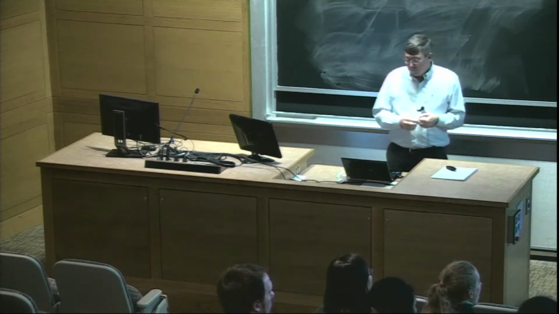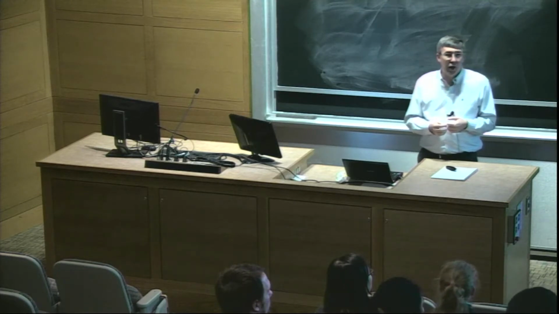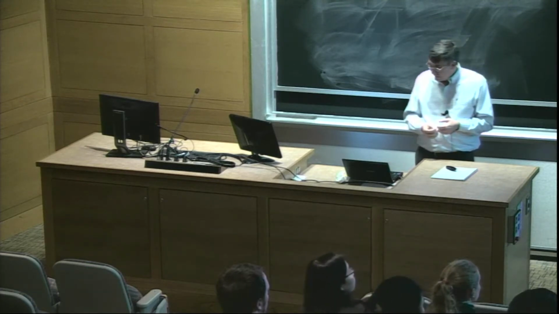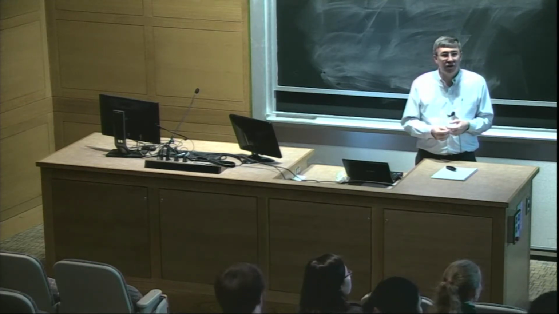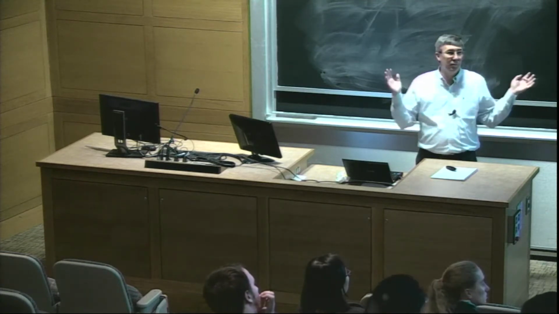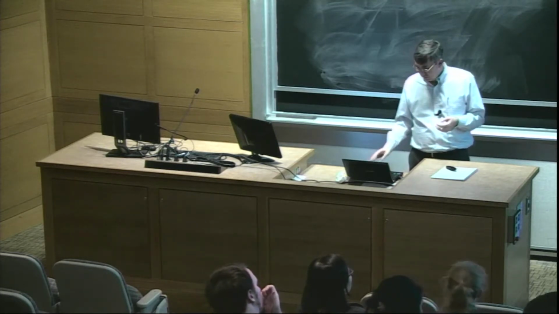All right, so just for an example, in the main reaction A plus B is really fast because it's a good catalyst. So I'm going to get a lot of trajectories showing that reaction. So that's good, and I should get good sample statistics. But the coking reaction is really slow. At least I hope it's slow, otherwise the catalyst is no good. And so it's really slow. I might not get very many of those. And so even if I left it in the calculation, I might not be able to reach any conclusion, because I might only see one coking event out of all the 100,000 trajectories I run. And so then I won't know whether to say anything about that or not.